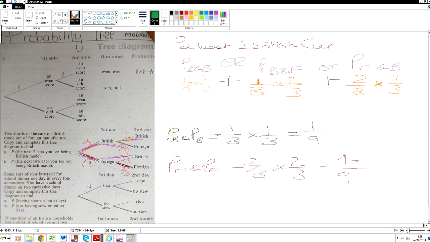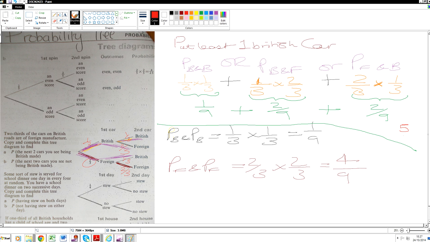Let's start looking at what's 1/3 times by 1/3? 1/9. What's 1/3 times by 2/3? 2/9. What's 2/3 times by 1/3? 2/9. And what do we do with all these now? Add them up. So, what is 1/9 add 2/9 add 2/9? So the final answer is 5/9.